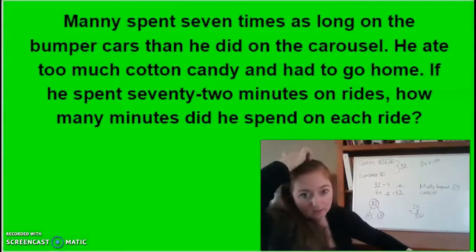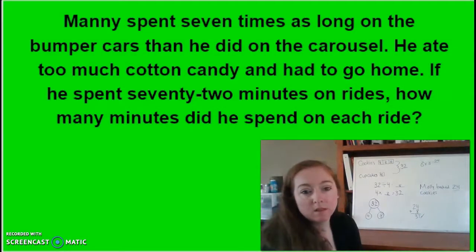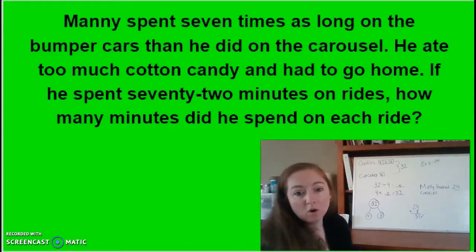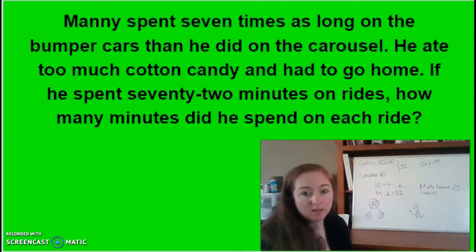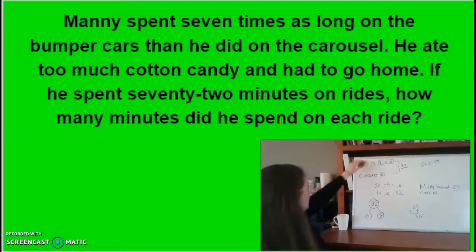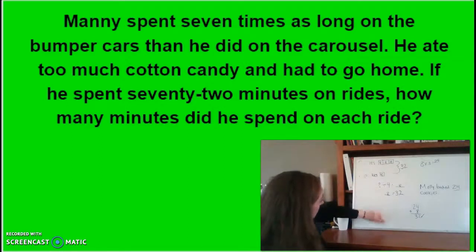So this one says, Manny spent 7 times as long on the bumper cars than he did on the carousel. He ate too much cotton candy and had to go home. If he spent 72 minutes on rides, how many minutes did he spend on each ride? Okay, so again, this one is going to be similar to the other one.